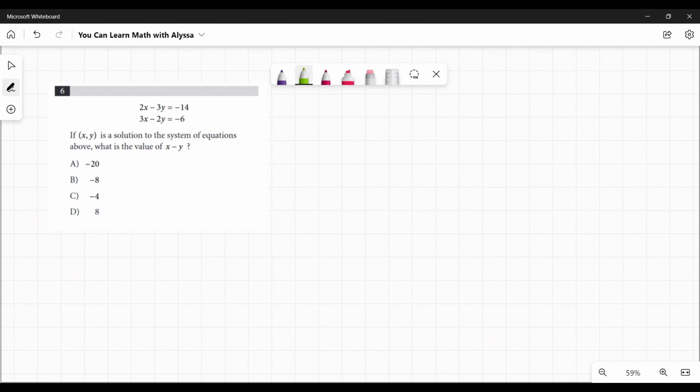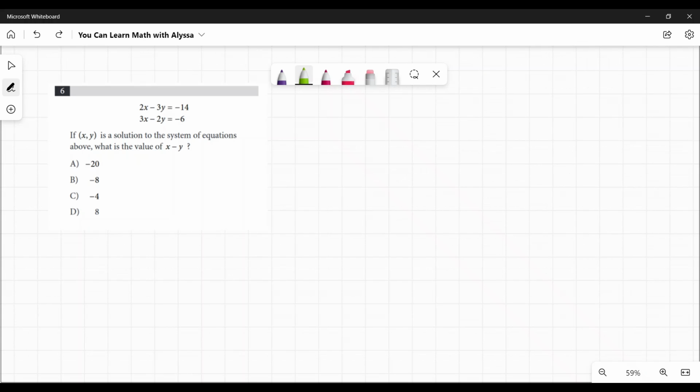Number 6, 2x minus 3y equals negative 14. 3x minus 2y equals negative 6. If (x, y) is a solution to the system of equations above, what is the value of x minus y? Again, it's another one of those where they're not asking for x and y. They want you to find them and then do something with them. In this case, subtract y from x.